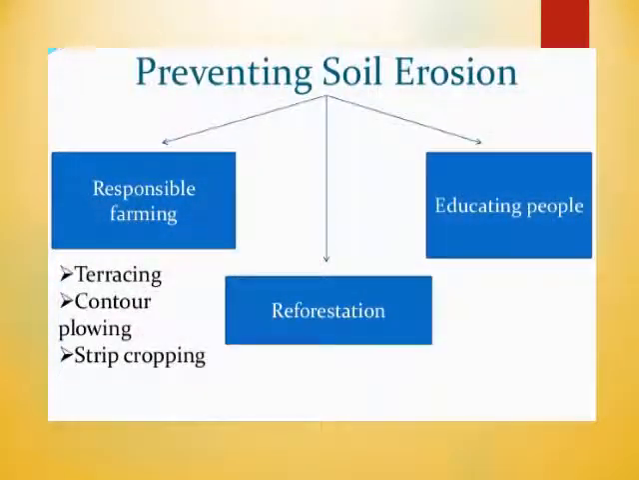Soil erosion can be prevented by responsible farming, reforestation, and educating people. It can also be prevented by stopping the cutting down of trees, retaining the forest areas, and planting more trees. Overgrazing of animals should also be discouraged.